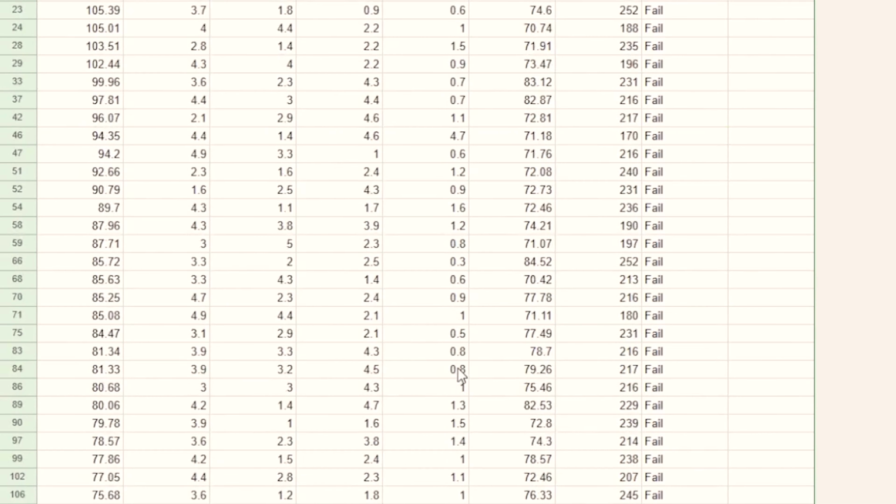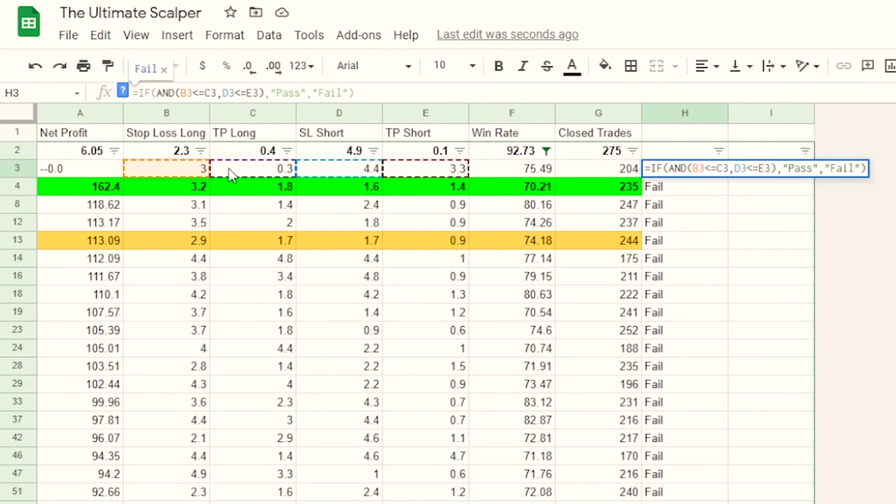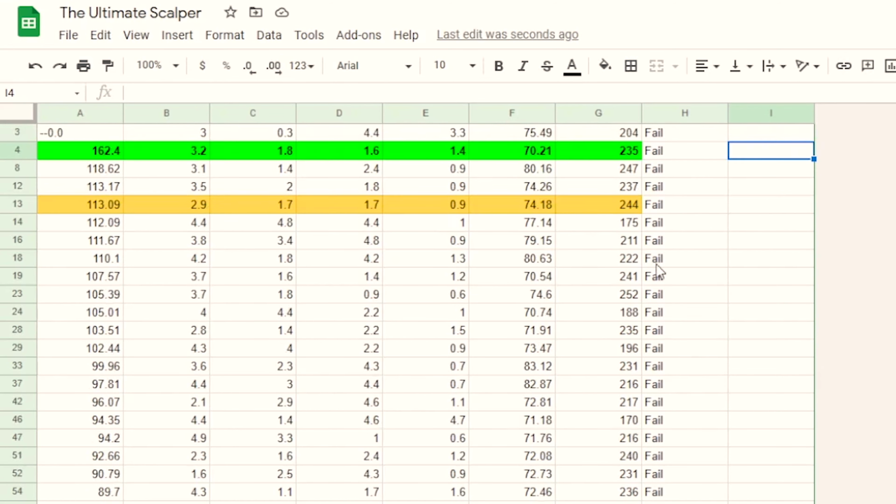Now what I'm actually looking for is a trade where the stop loss is smaller than the actual take profit. So we're looking for either a 1-to-1 or a 2-to-1 risk to reward ratio. So this over here tells us that B3 is less than or equal to C3, and then D3 is less than or equal to E3. If it says failed here at the side, it means that the stop loss would be bigger. So that's not what we're looking for.